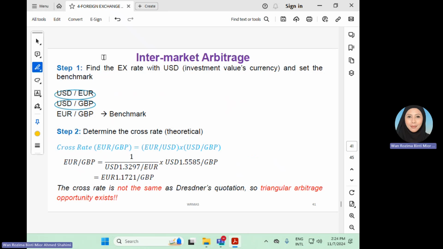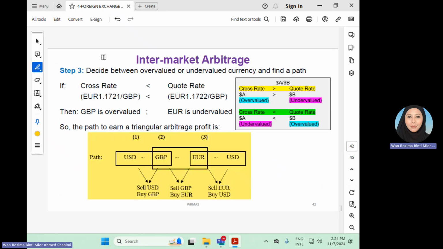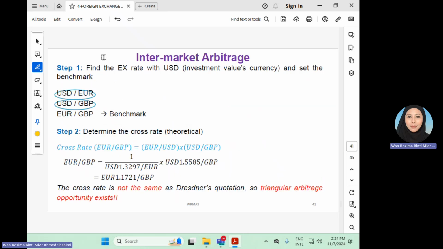By right, 1.1721, this one 1721, meaning there is no profit in that case, no difference. Here you can make profit. Okay, how to make profit? First, you compare.